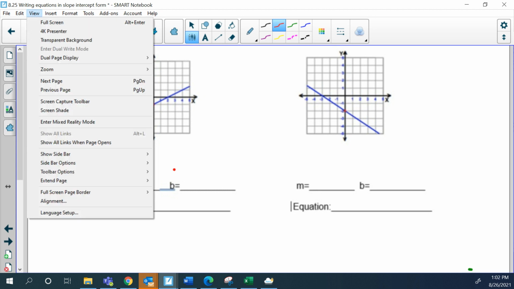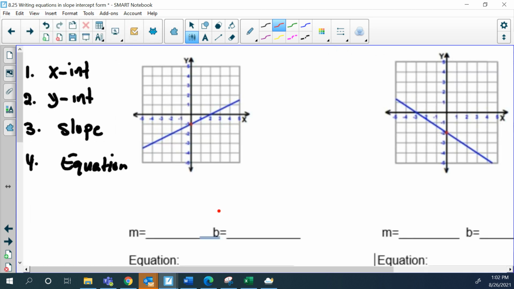All right, so let me make this a little bit bigger. Let's go with 200%. And so here you're asked to find the x-intercept. And remember, the x-intercept is where the line crosses the x-axis. So that's right there. And that point is 2 comma 0. The y-intercept is where the line crosses the y-axis. That's this point right here. And that point is going to be 0 comma negative 1.